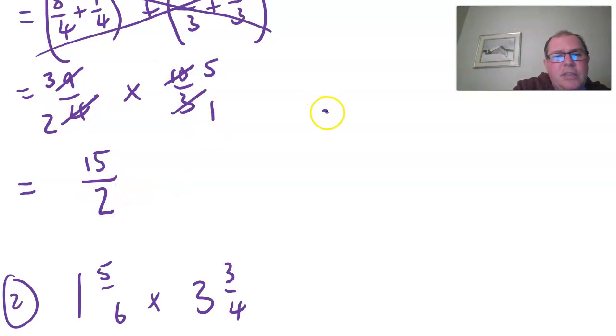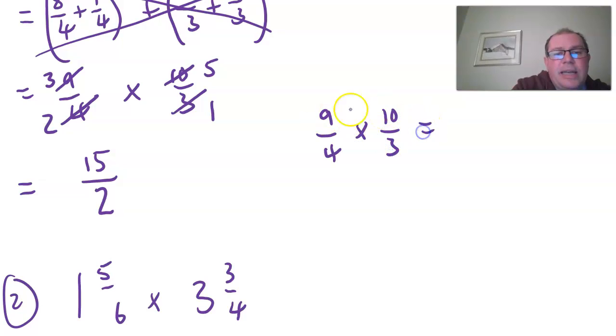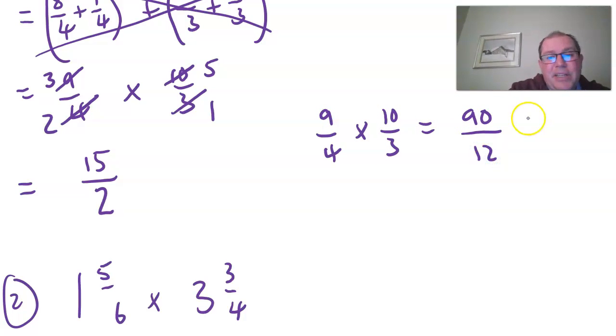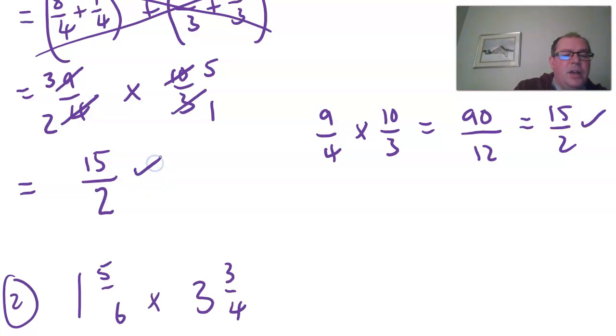If you choose not to cancel, it will still work. 9/4 times 10/3. You will get 9 times 10 is 90, 4 times 3 is 12, and then divide top and bottom by 6, and you'll get 15 over 2, the same answer, look. We shouldn't leave our answer as 15 over 2. We should write it as a mixed number. So 2 goes into 15 7 times, remainder 1, so 7 1/2, which you know 15 divided by 2 is 7.5 anyway. Okay, that's it. That's how you do it.